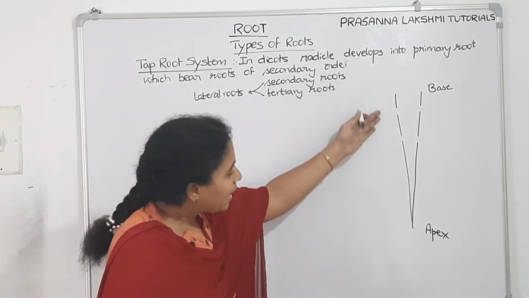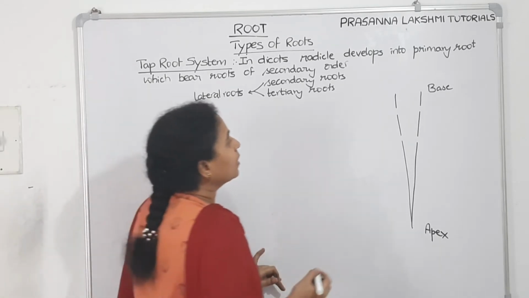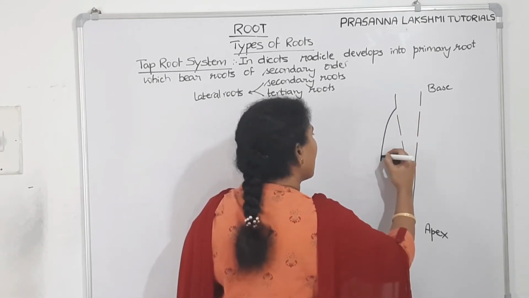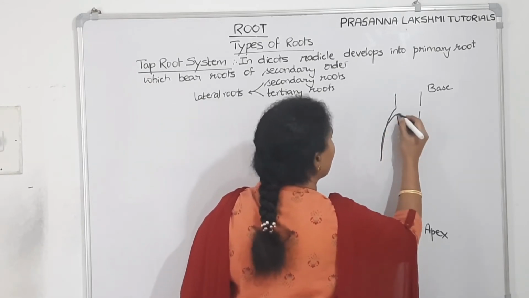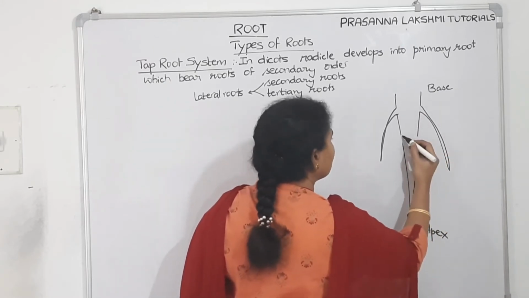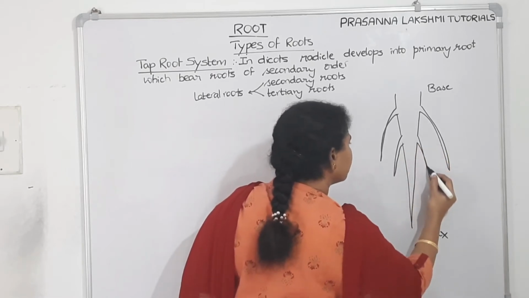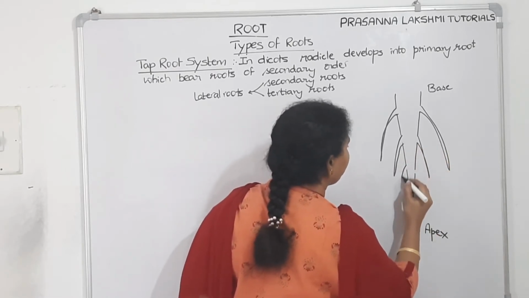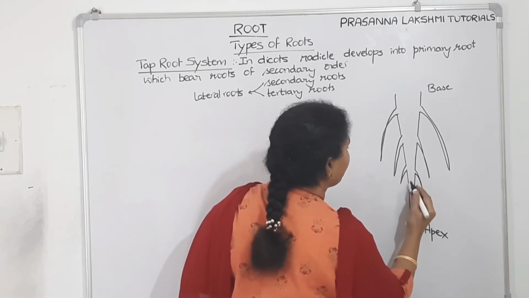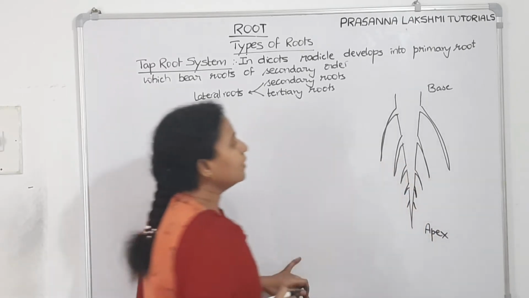So this is the main root, the primary root, which is getting tapered. Now on that, many lateral appendages will be there. So they are called lateral roots. This is one lateral root. Another lateral root, another lateral root, another lateral root, another lateral root. So these are the lateral roots.